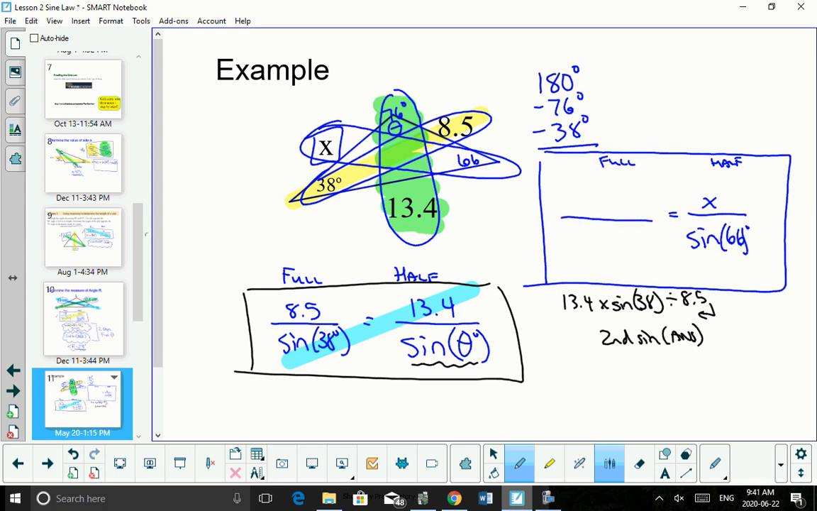Now, how many full matches do you have? You got two. You got the green one and the yellow one. It does not matter which one you pick. You're going to get the same answer regardless. So I'm just going to go with the one that I was originally given in the question. But again, it does not matter which one you pick. Okay, so we go back to cross multiply, divide.